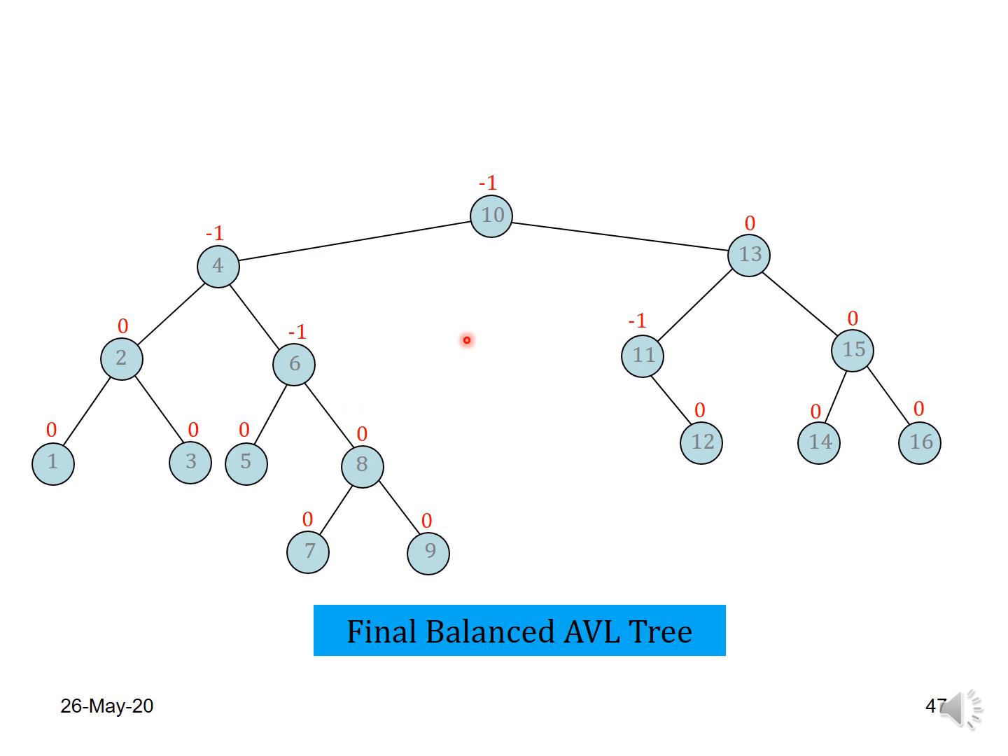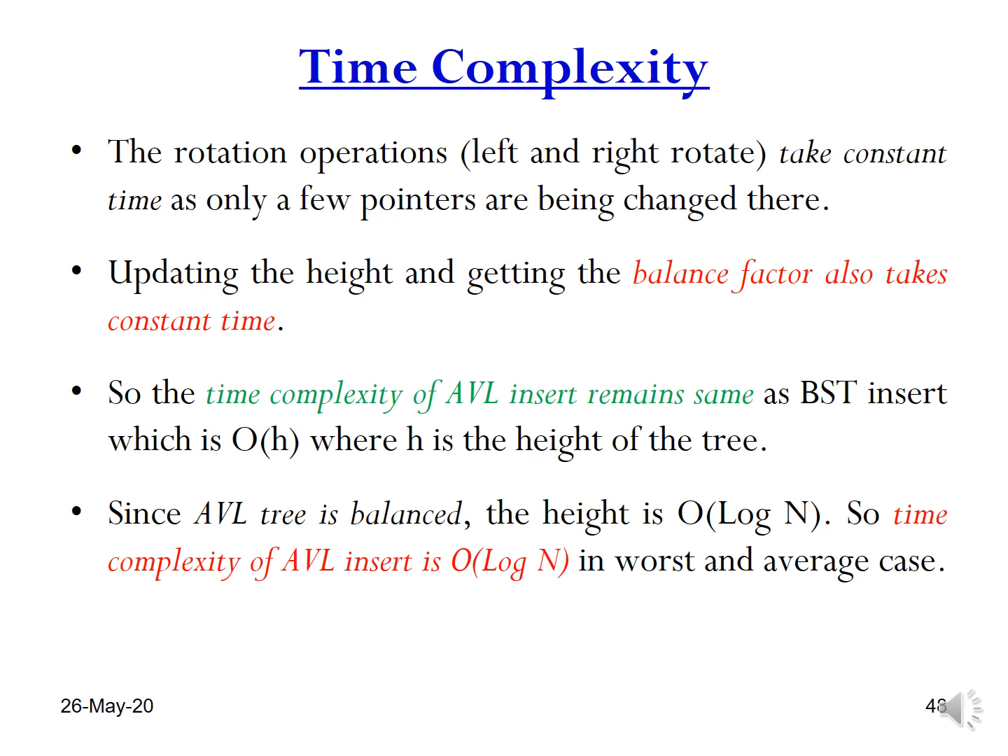So all the balance factors are either 0 or minus 1, so we can say this AVL tree has restored its balance property. Now we discuss the time complexity of the AVL tree.